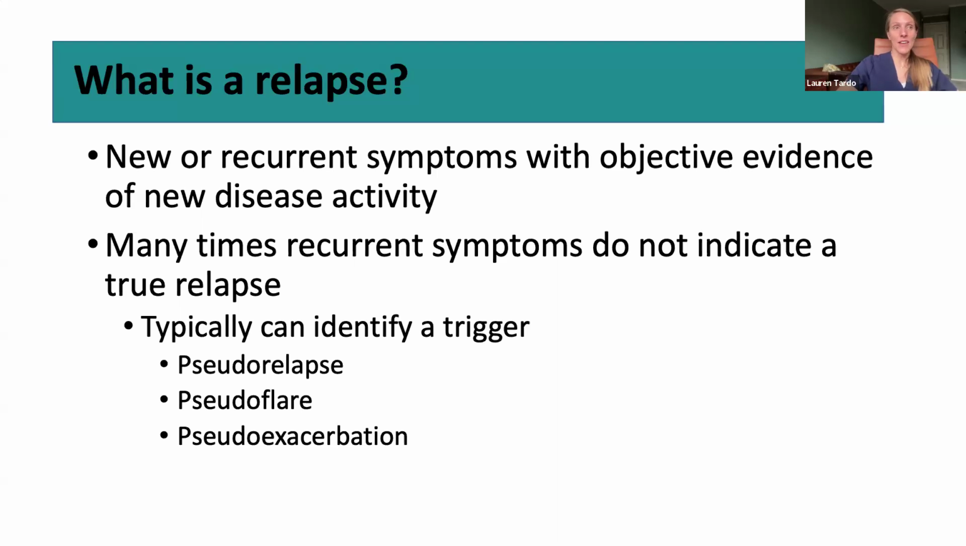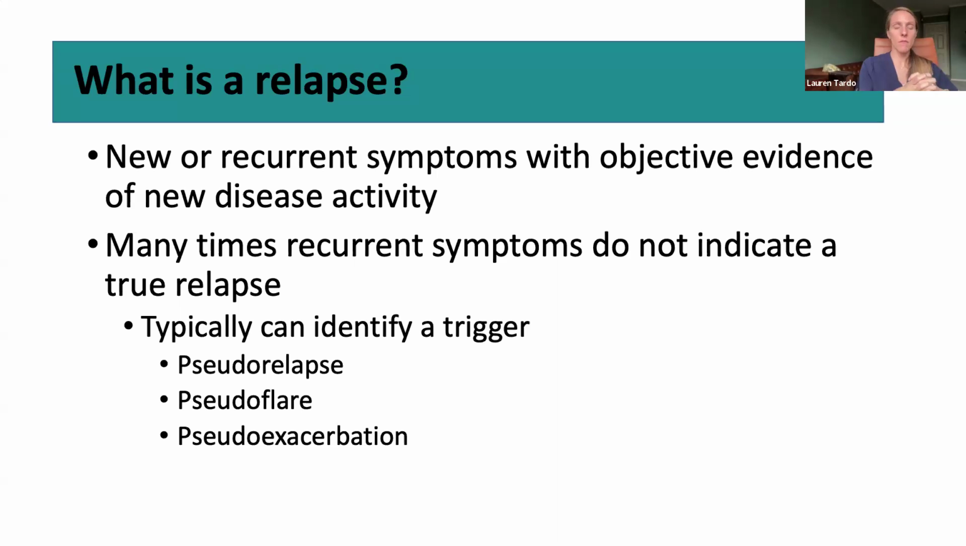Because we use lots of different terms to call for a relapse: attack, flare. But one thing I always tell my patients is that it's new or recurrent old symptoms when we have what we consider objective evidence of new disease activity. And a lot of times, no trigger.